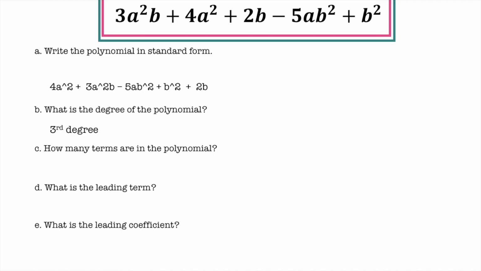Then how many terms are there? They're just separated by plus and minus signs, so you count them. 1, 2, 3, 4, 5. So 5 terms. The leading term is 4a squared. You just copy down after you write it in standard form. And then the leading coefficient is just the number in the front, which is that 4. So it's just the number.